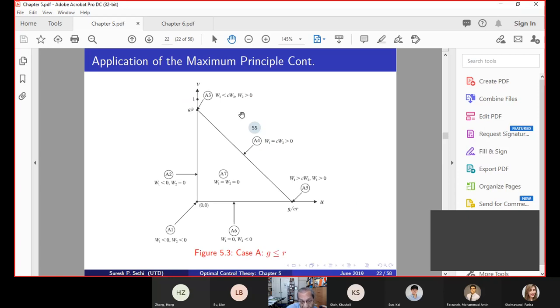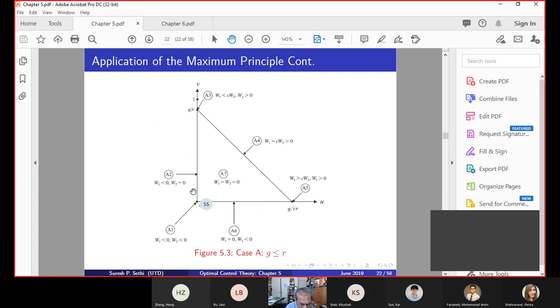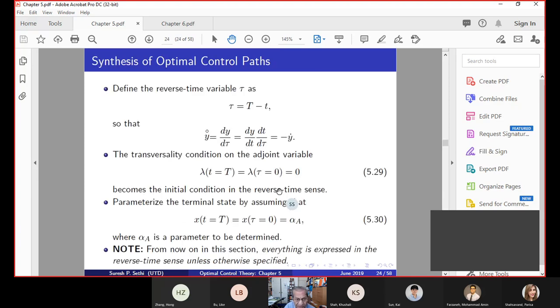So are there any questions? We have now come to the point where the Hamiltonian maximization problem becomes a simple linear programming problem, which can be solved simply by inspection. And when we solve that by inspection, we go to the next stage of switching point analysis. Switching point analysis starts from here.